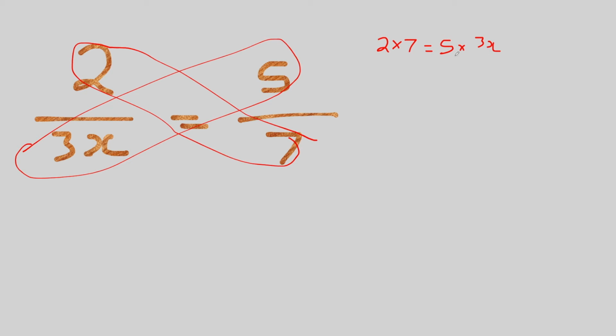So I want to isolate that x. Okay, so the first thing that I'm going to do is I'm going to divide both sides by 5, right? Divide both sides by 5. So this is 14 divided by 5, right? And then that's going to be equal to 3x. So 14 divided by 5 is equal to 2.8. Now I'm going to divide both sides by 3.